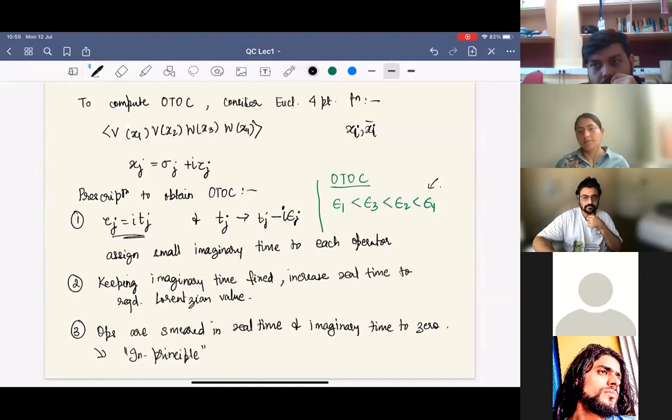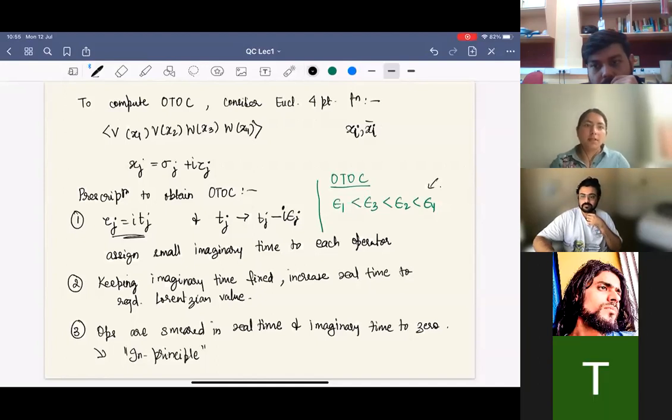Can I ask a question? Yeah. This hierarchy is needed, but does it matter how you are making the hierarchy? Like is it epsilon, 2 epsilon, 3 epsilon, 4 epsilon, or like epsilon, epsilon square, epsilon cube, epsilon to the power 4? No, these are 4 parameters: epsilon 1, epsilon 2, epsilon 3, epsilon 4, and they have this hierarchy. I didn't understand your question.